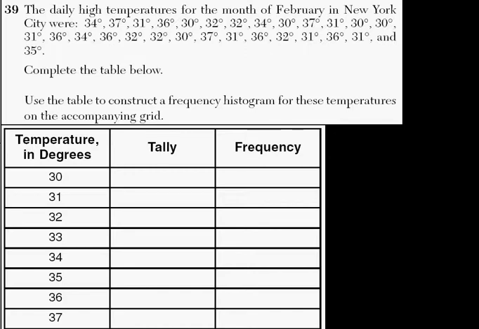Okay, the very last question on the 2009 January Regents Math A exam. It says the daily high temperatures for the month of February in New York City were, and then they give a list of temperatures. It says complete the table below, and then use the table to construct a frequency histogram for these temperatures on the accompanying grid. The grid is right below the table, but we're going to complete the table and then go and do the histogram on the grid.